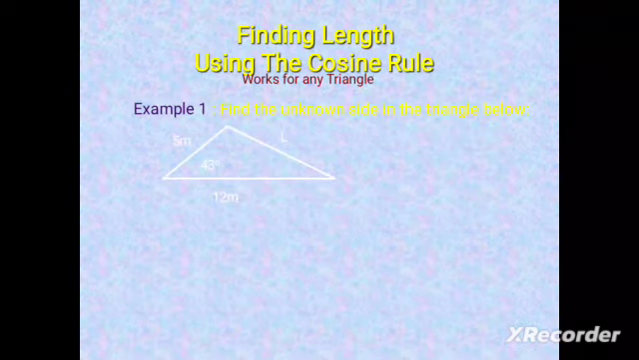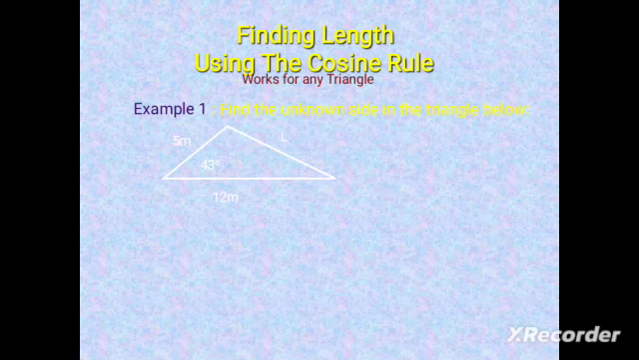And now we will take some examples on this. We shall start with finding length using the cosine rule. Remember, with the cosine rule, just like the sine rule, we can find the length. As well, we can find the angle using the cosine rule.